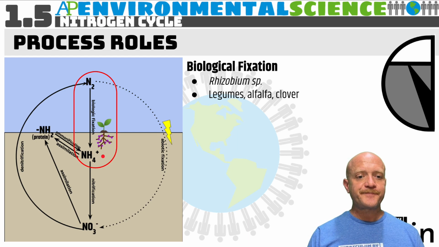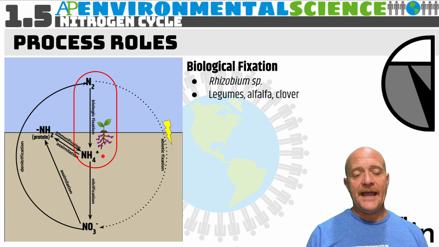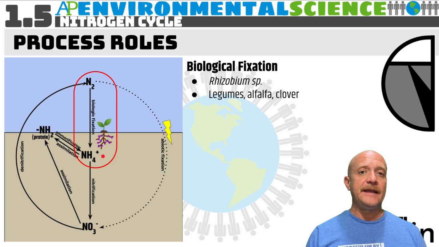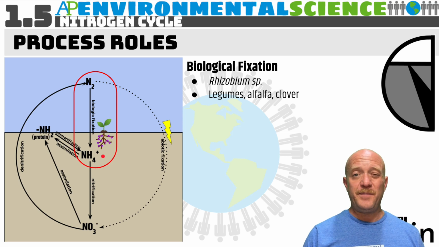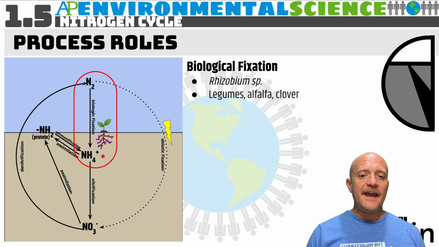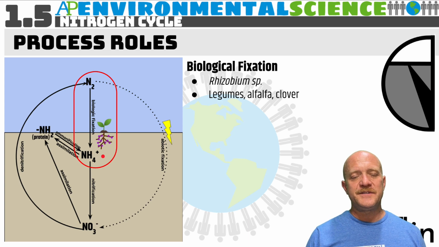Now, this will be done by the action of bacteria in the roots of legumes and alfalfa and clover. Alfalfa is a plant I will show you in a bit. There'll be a slide. Legumes are plants like beans, peas, soybeans, peanuts. Anything that kind of has a shell, like a bean or a pea or a peanut. And they have little tiny nodules in their roots, and that's where the bacteria live. So again, first step is biological fixation.